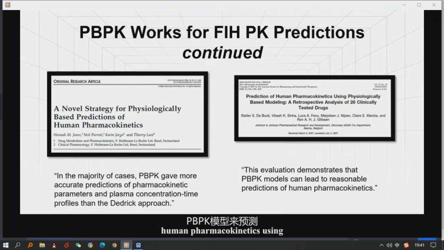at prediction of human pharmacokinetics using physiologically based modeling. And this was a retrospective analysis of 26 clinically tested drugs. And their evaluation demonstrated that PBPK models can lead to reasonable predictions of human pharmacokinetics.